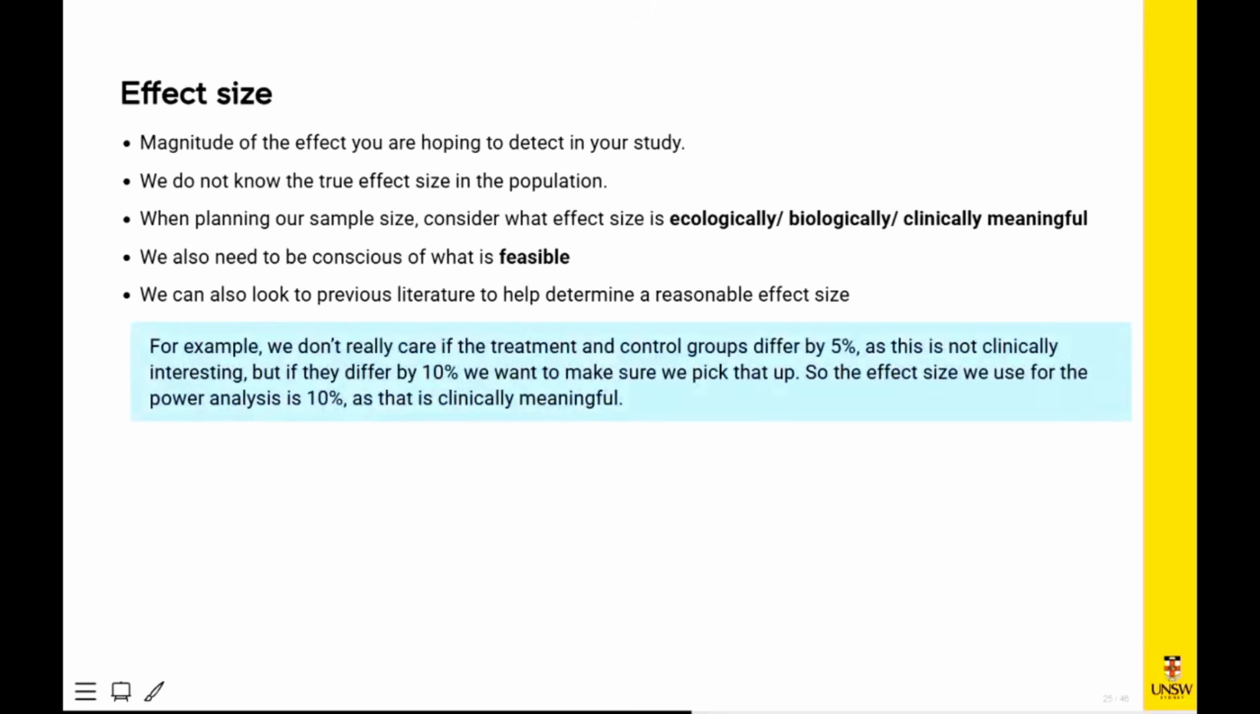So, for example, we may not care if treatment and control groups only differ by about 5% on our outcome. That's not all that interesting. But we may be interested if we found a difference of 10%. That might be a really worthwhile thing. So the effect size we might use in some sort of sample size or power calculation is 10%. If we are able to see a 10% difference between our treatment group and our control group, that would be really great. So how many people would I need to recruit in order to achieve that?